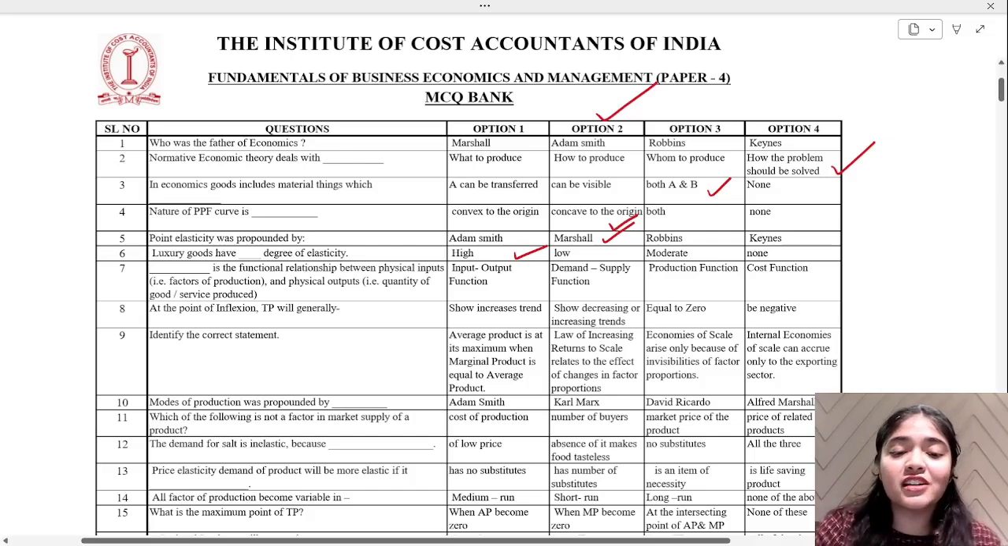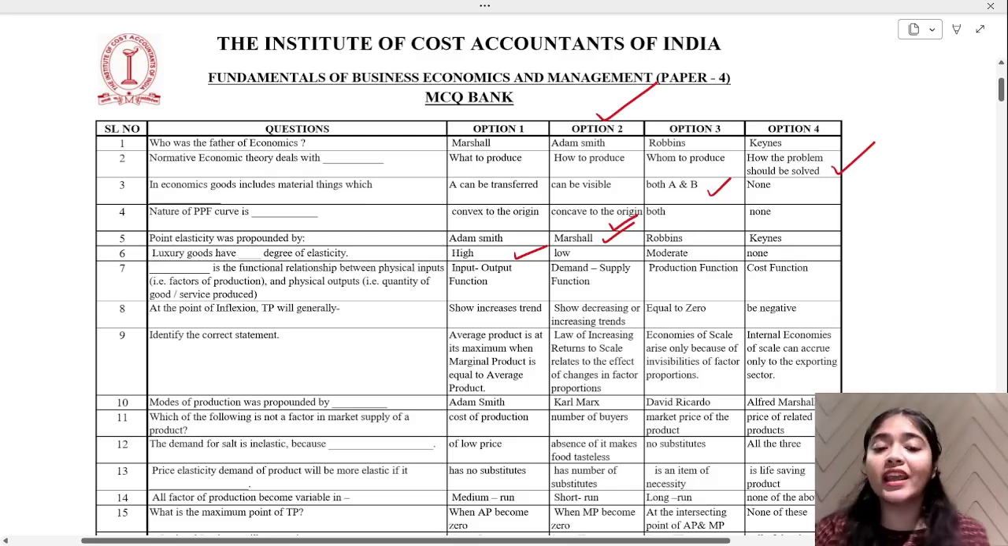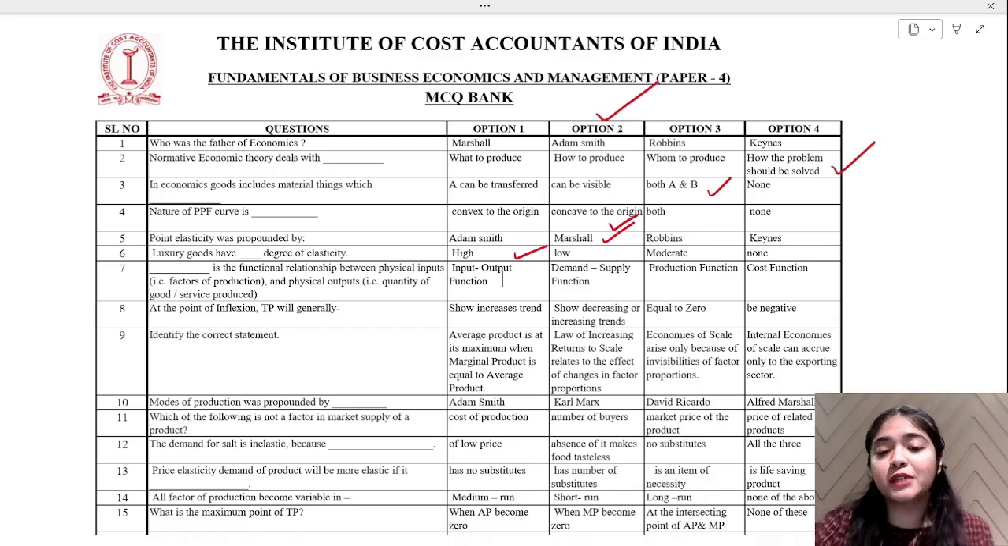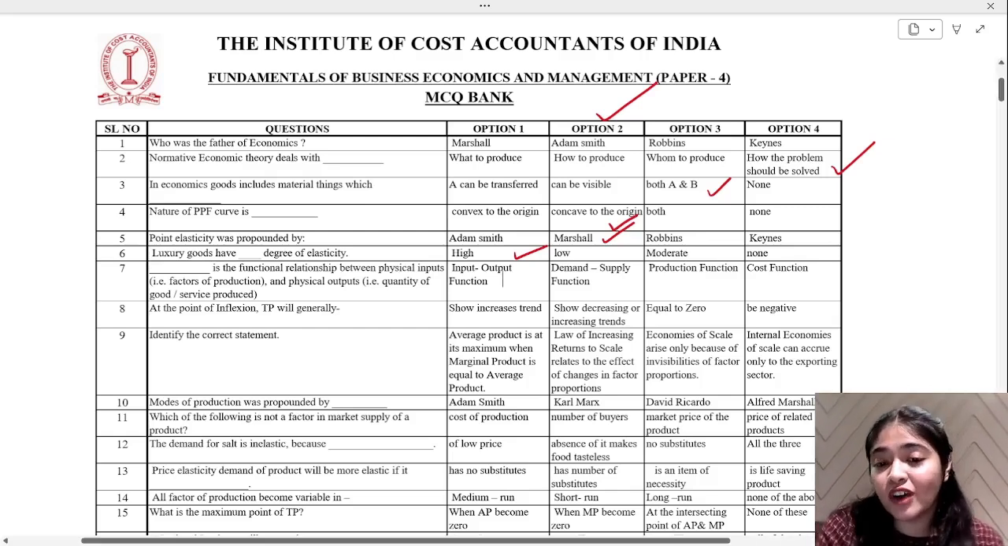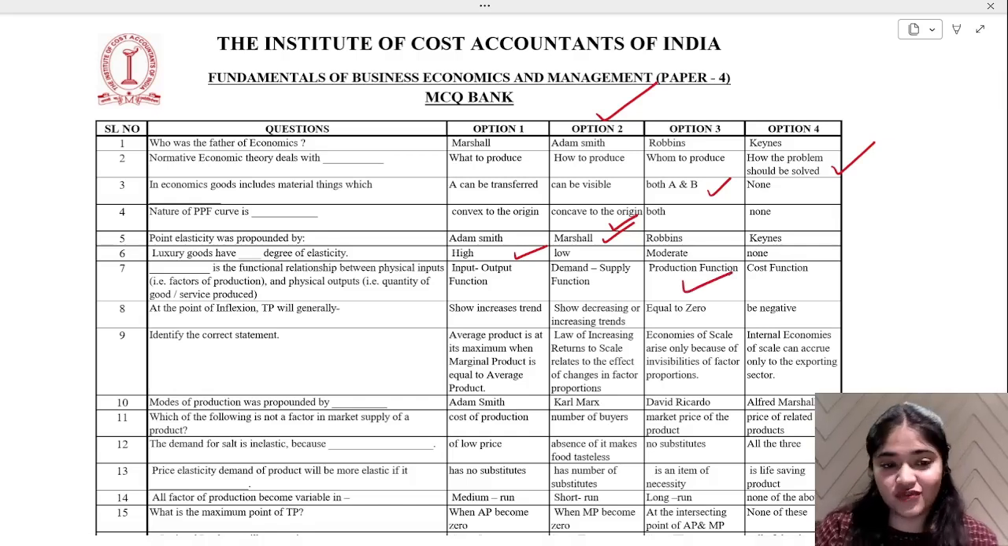Dash is the fundamental relationship between physical inputs, that is factors of production, and physical output. So the goods are going in and coming out. The output is coming out, that is quantity of goods, service produced. So that is what? Input output function, demand supply function, production function, or cost function. Yes, that's correct. That talks about your production function.